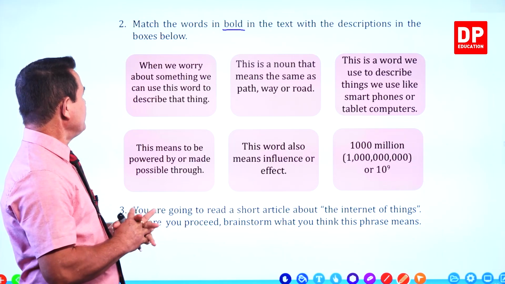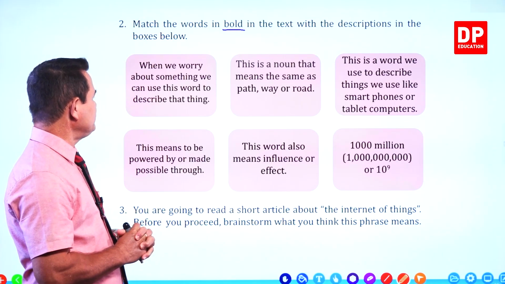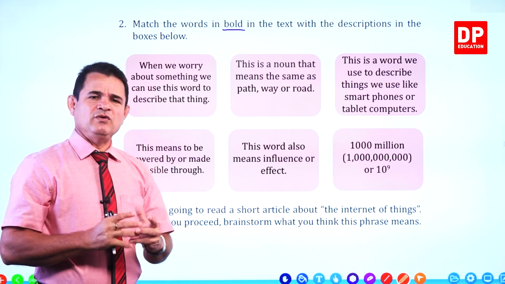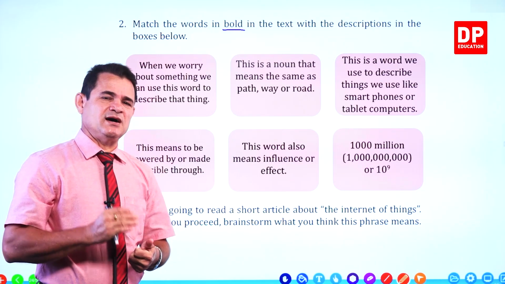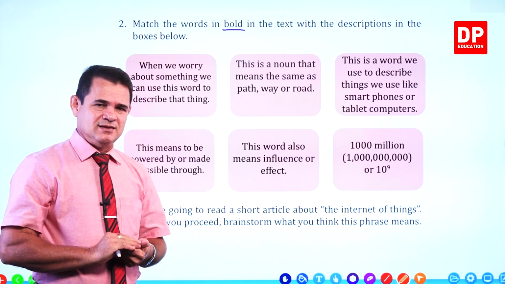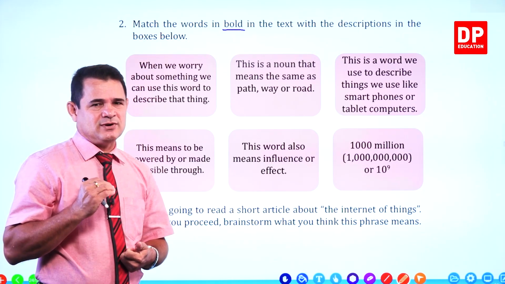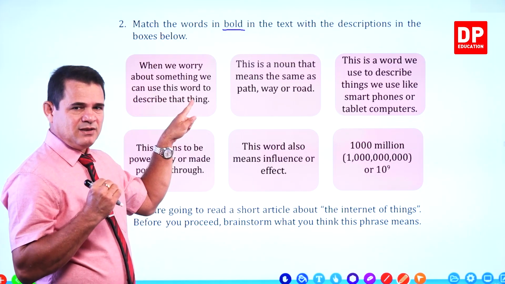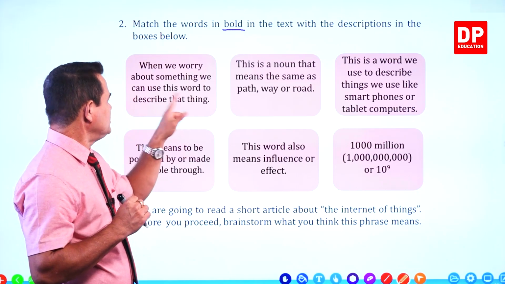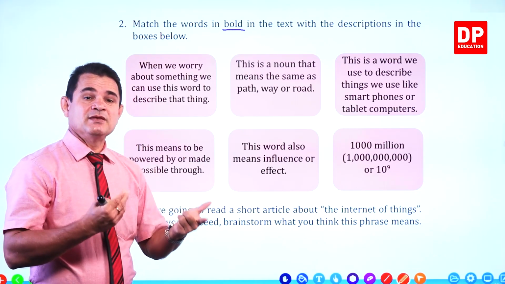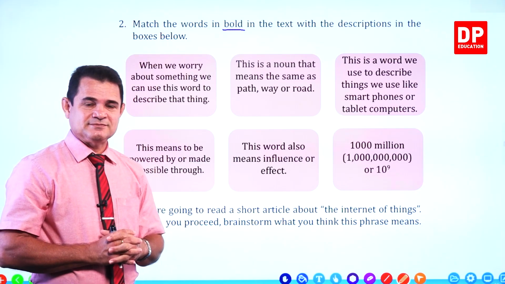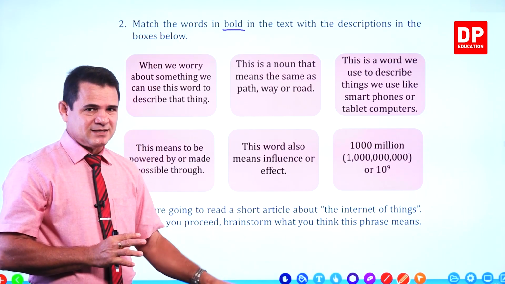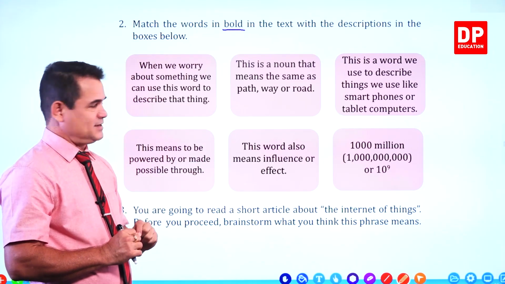Number 1. When we worry about something, we can use this word to describe that thing. When we are sad about something, we can use this word to describe that thing. Let's see if there is such a word in the text. If there is, it should be matched with this.